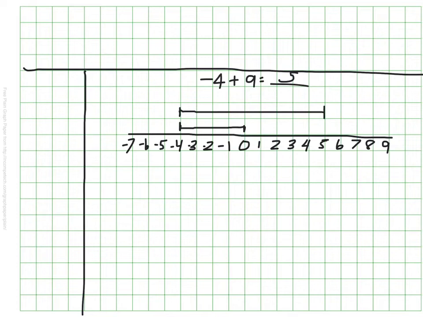So the first example, we started going to the right and then had to go to the left. The second example, we started with a negative, so we started to the left and moved to the right. And here I'm going to do an example where we are adding 2 negatives. So this might look a little different.